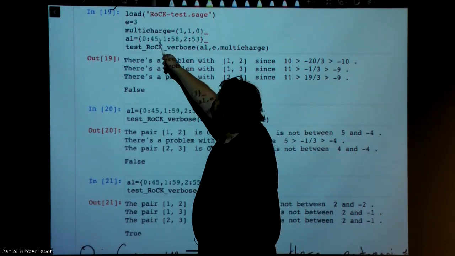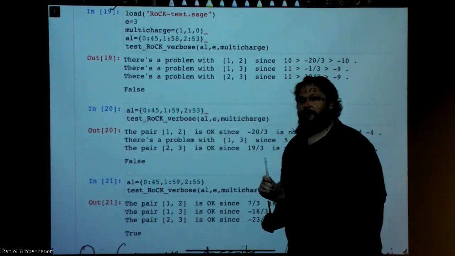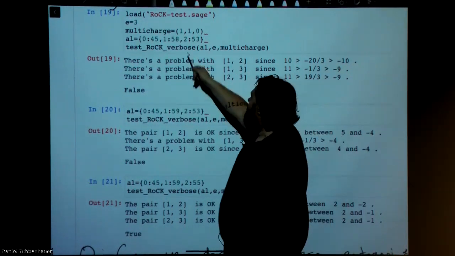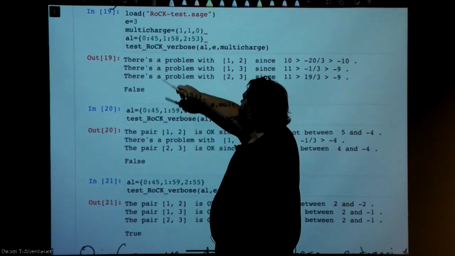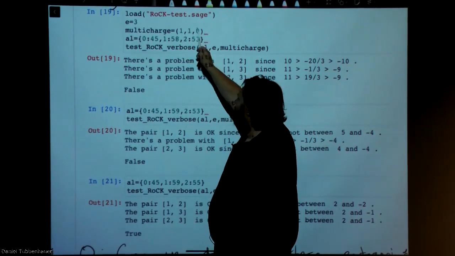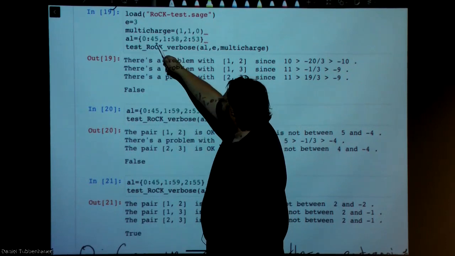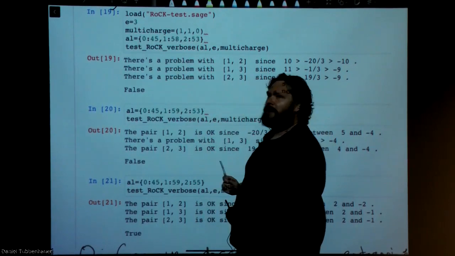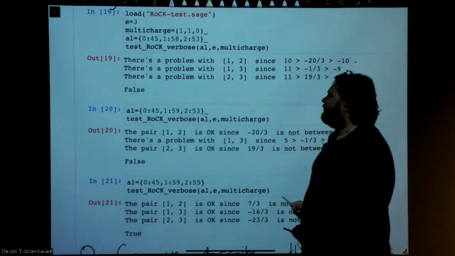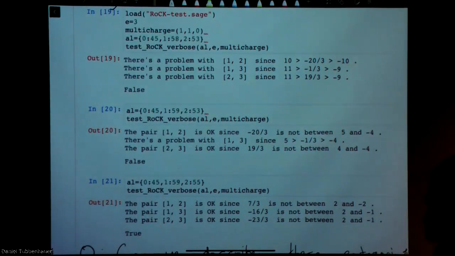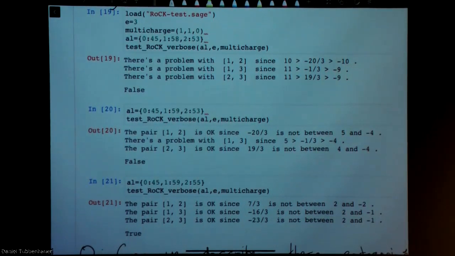This is telling me the number of boxes of different residues I want. So this means I look at 3 partitions with charges 1, 1, and 0. And I want 45 boxes with residue 0, 58 boxes with residue 1, and 53 boxes with residue 2. So I would not want to try to enumerate all the partitions with those properties. That would be very bad, but I don't have to.